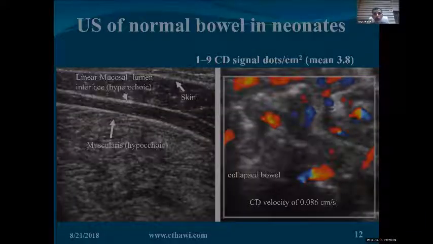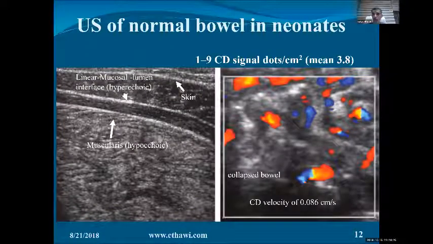When you put Doppler, you will count how many color dots you can see. If you see more than 9 in 1 centimeter, and you will see the measurement, there is a scale on your picture. If you see more than 9 dots, then it's hyperemic. And remember, this is a study, so it's not absolute. It's a study done by a person from Toronto on 26 patients. And he invented this number.